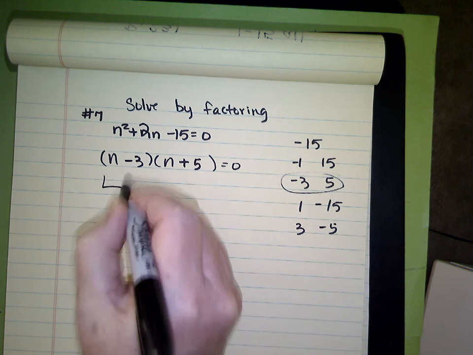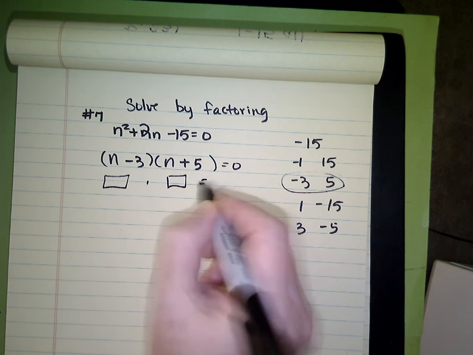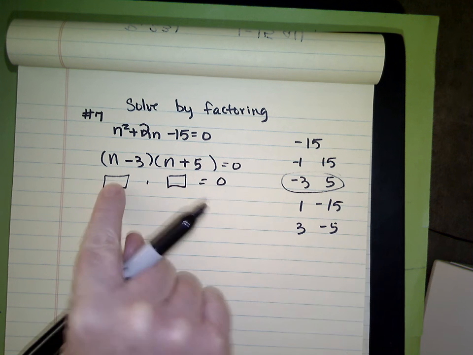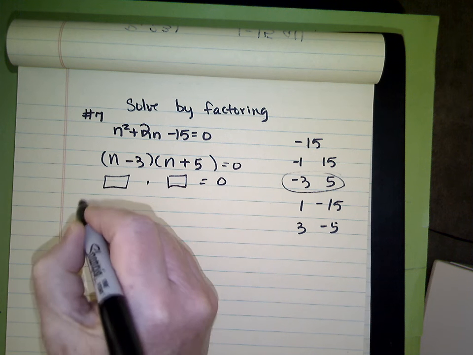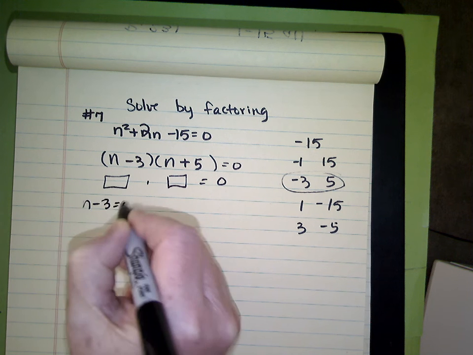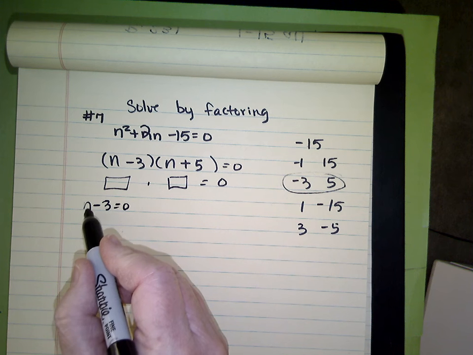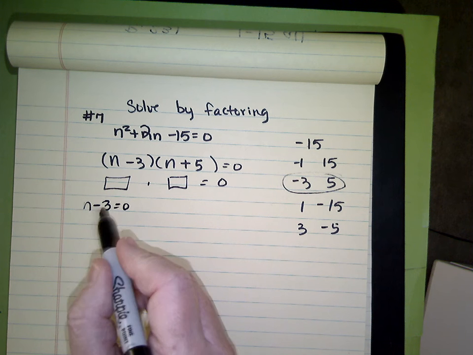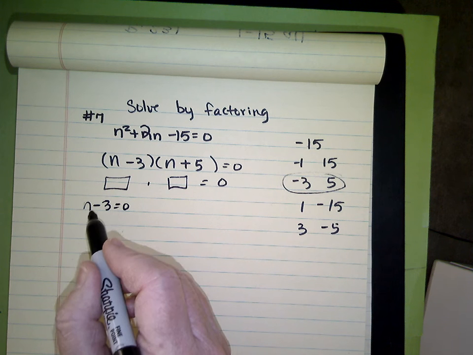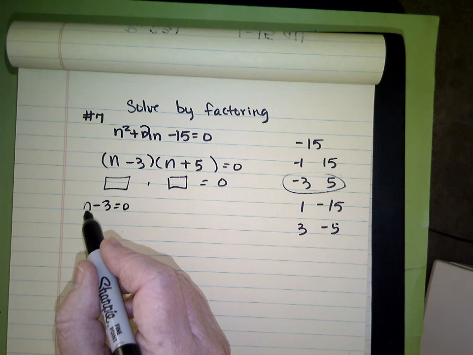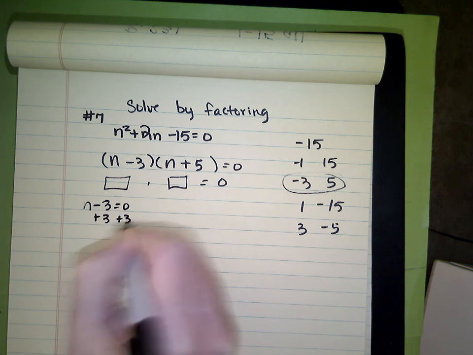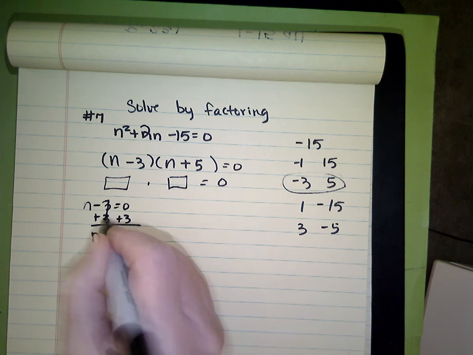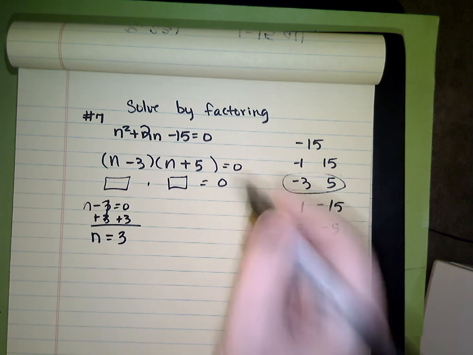Now remember, if you have two items that you multiply together and you get 0 for an answer, either this is 0 or this is 0. So in the first case, if n minus 3 is 0, you have to figure out what value of n would cause that to happen. Well, you probably can just look at it and tell that it's going to be 3, but we're going to solve it like we would an equation, and we're going to get n is equal to 3.